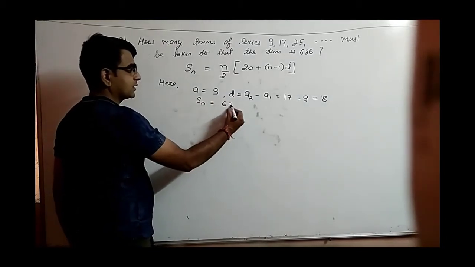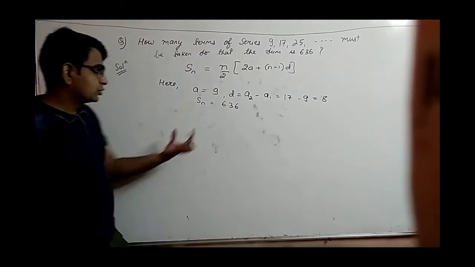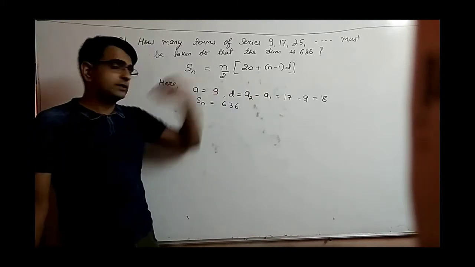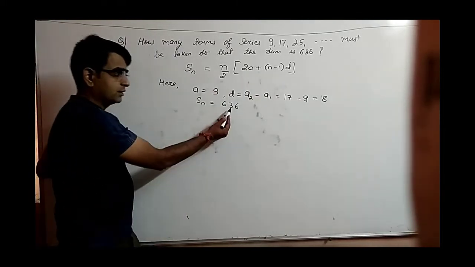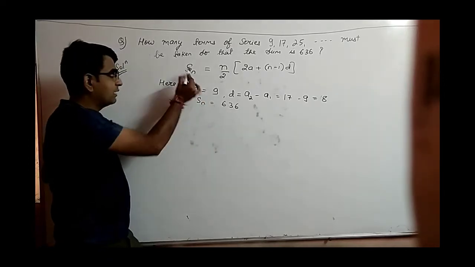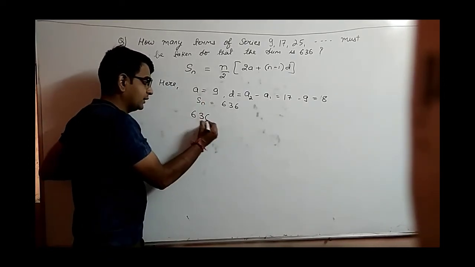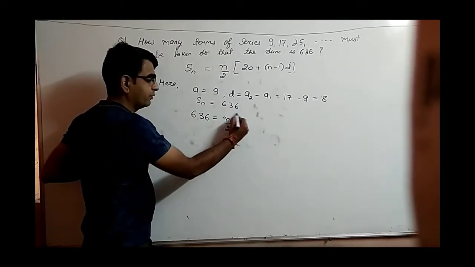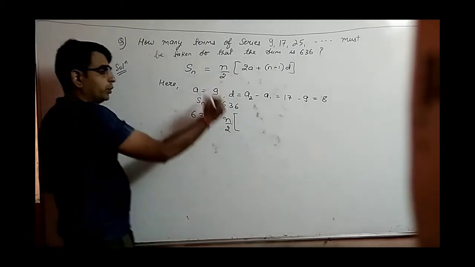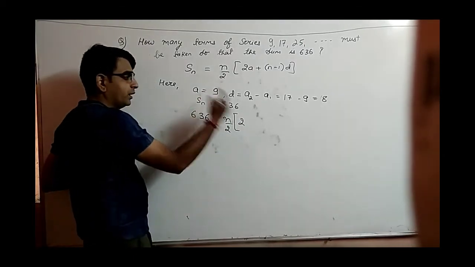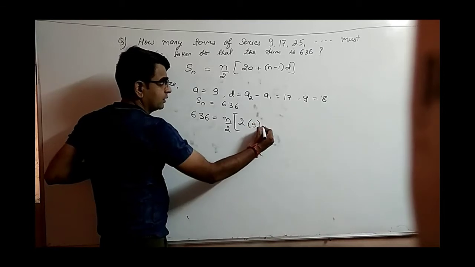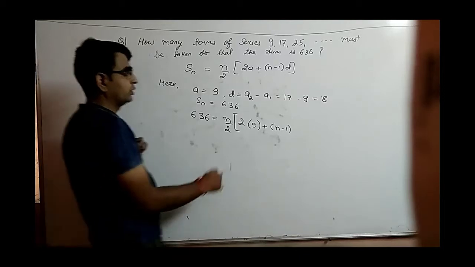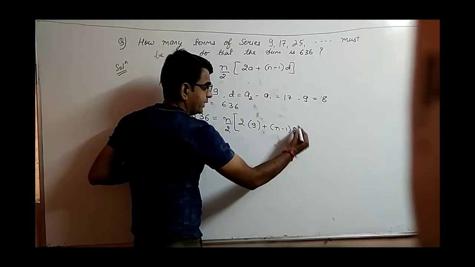Okay, now we have got a, we have the value of d, and what else we are given is Sn, which is 636. So whatever values we have, just put inside this formula. See, value of Sn 636, I will write here: 636 equal to n/2, and n we have to find. Okay, now 2a, value of a is 9, plus (n-1) into value of d, which is 8.